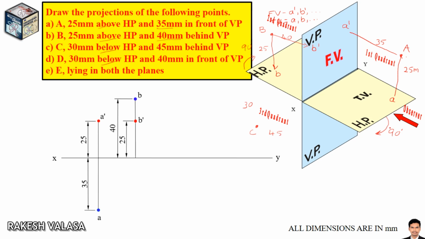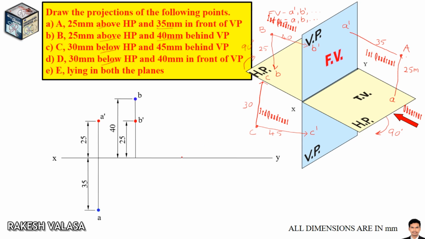So the observer is watching from this side. This front view, that means below HP, falls on the vertical plane, that is C dash. This top view point falls on the horizontal plane, that is C. We know the basic rule, always rotate this horizontal plane 90 degrees clockwise. So this top view goes above XY.